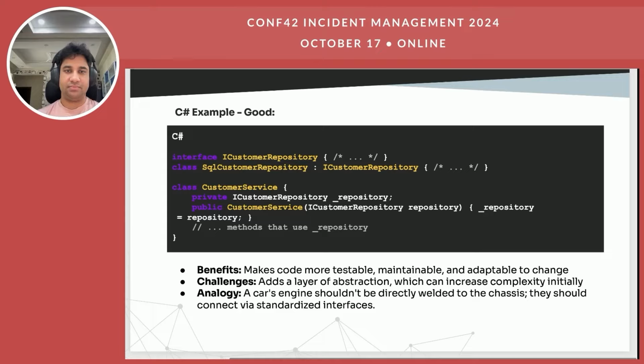Whereas if we go to the good example, we see that it depends only on the interface, service depending on the customer repository interface, and it doesn't care about the low level implementation, which is a better, more modular, and slightly more flexible way of implementing this. So this is all about the SOLID design principles. Now we're going to talk about a couple of case studies and then summarize.